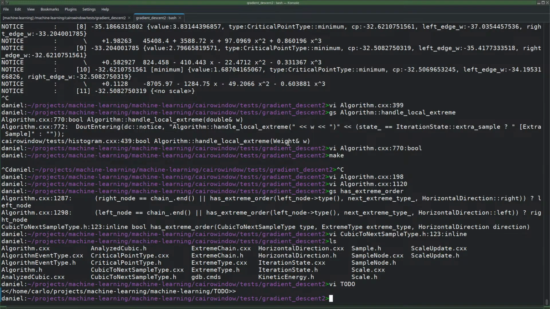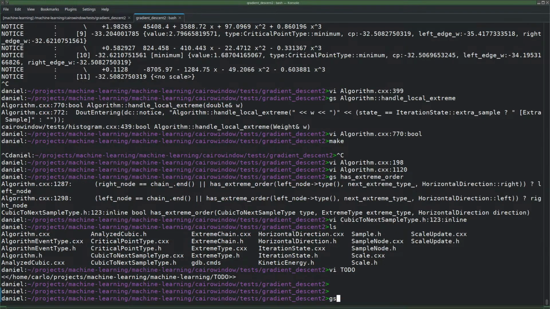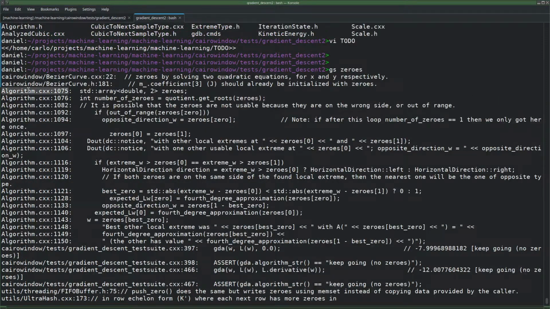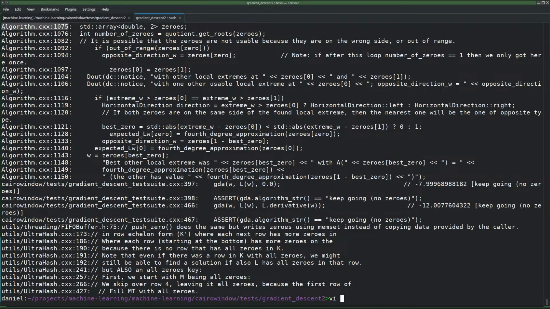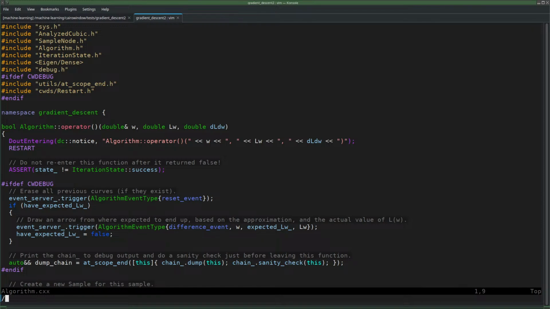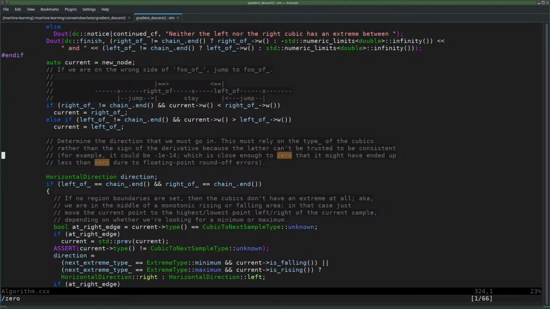I'm going to fix that too. I get more and more annoyed by it. Algorithm. Hello, Toonie. So I use the word zero, while really I should be using extreme in most cases.